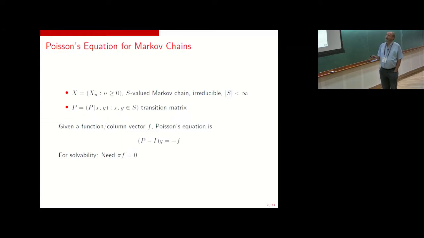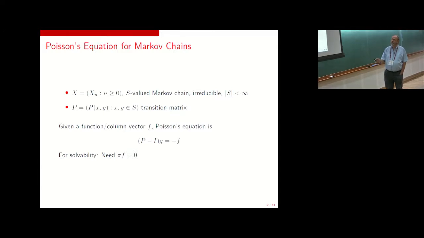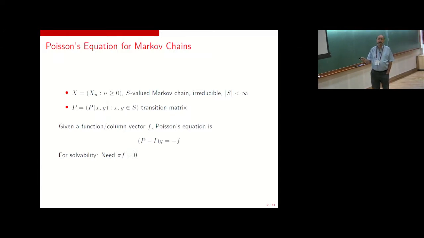And Poisson's equation involves solving this equation for a given right-hand side f. As usual in the world of Markov chains and Markov processes, we think about functions on the states as being encoded through column vectors. So our right-hand side here is a function, a column vector f, and we want to solve for the function g, the column vector g that satisfies the linear system (P minus the identity) times g equal to minus f. And of course, we recognize that because this is a stochastic matrix P, one is an eigenvalue of P, that means P minus the identity is a singular matrix.